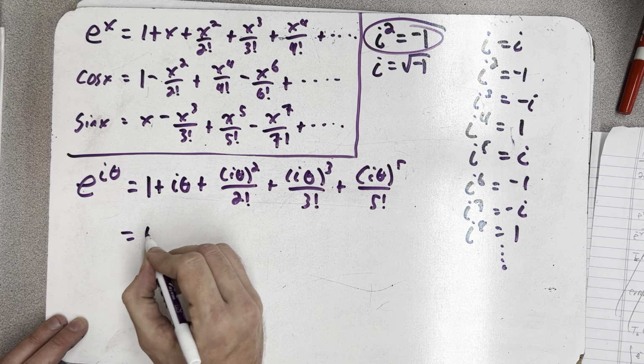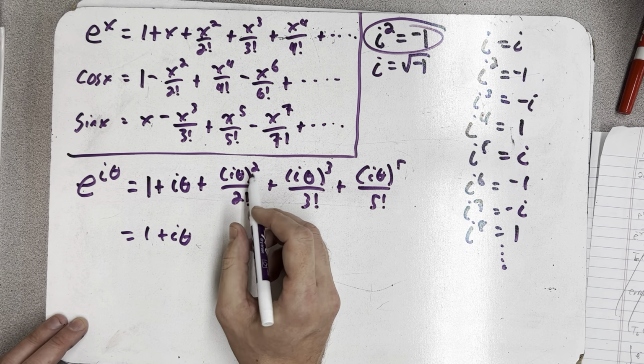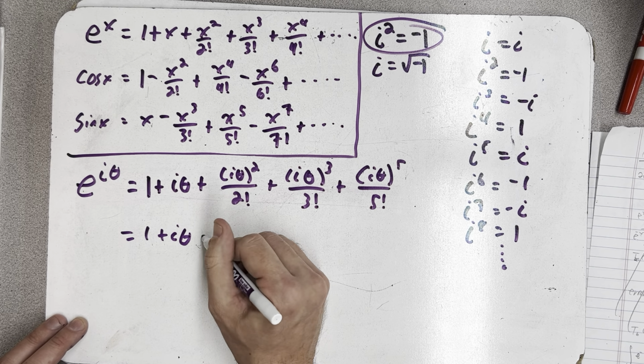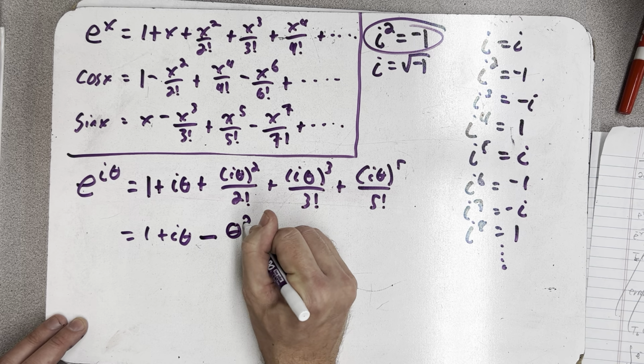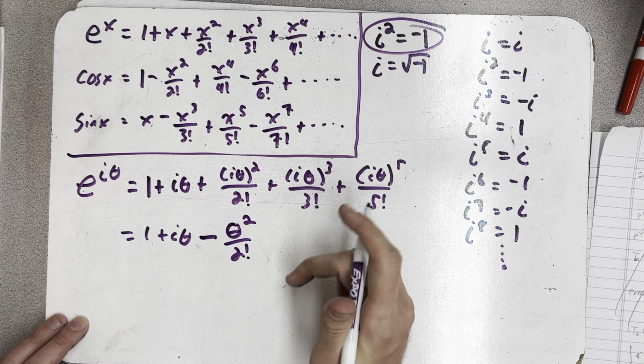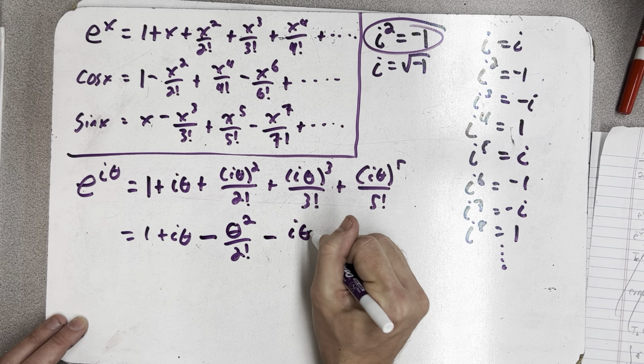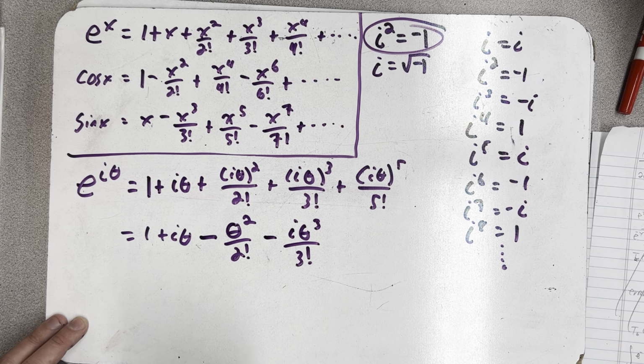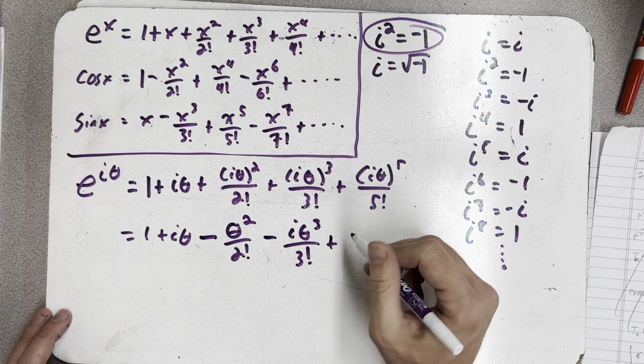And now I could think about raising i to those powers, right? And well, i squared's -1, so the i's go away, and I just get theta squared over 2 factorial. i cubed's -i. Get that theta cubed and a 3 factorial still on the bottom. i to the fifth is a positive i.